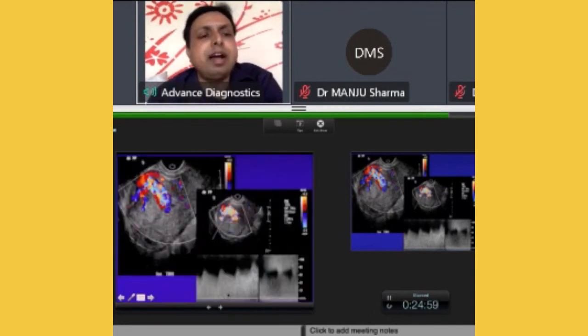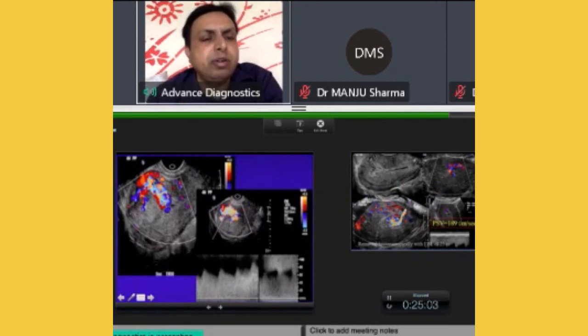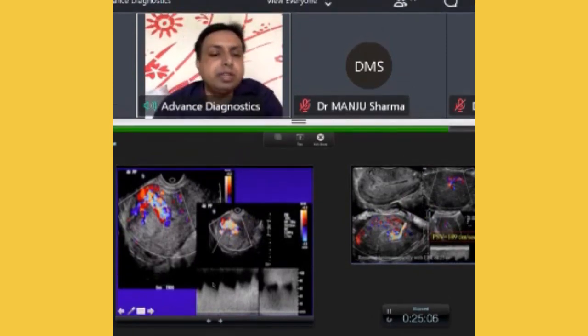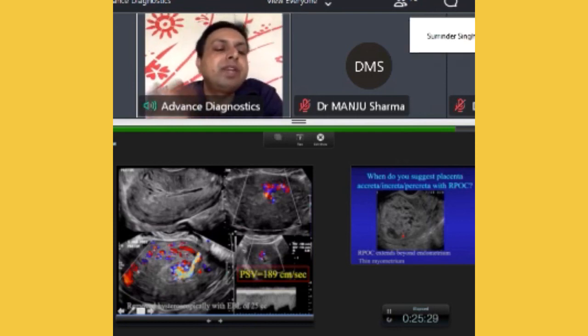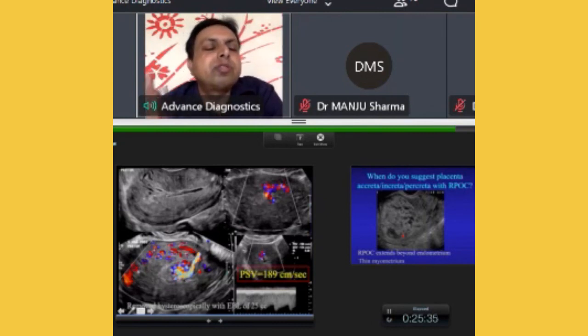But in this one, we are again seeing almost similar vascularity on our Doppler gate. But when we put our gate for pulse Doppler, the vascularity is in the range of 40 to 60 centimeter per second. And here we are seeing a draining vein, and the pulse Doppler shows a velocity of 189 centimeter per second. But as far as vascularity is concerned, in all three cases, by the naked eye, we can assume a similar moderate kind of vascularity. So always quantify the vascularity, measure the PSV, because it is important for the management.